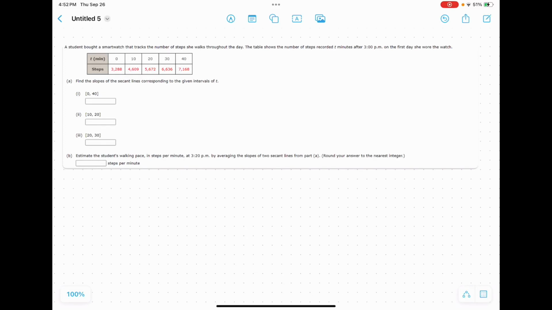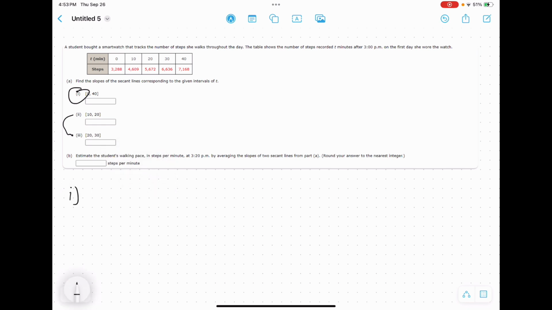So you want to learn how to calculate the slope of secant lines corresponding to a certain given interval. In this problem, we're going to solve the first one to show you how to solve these two.